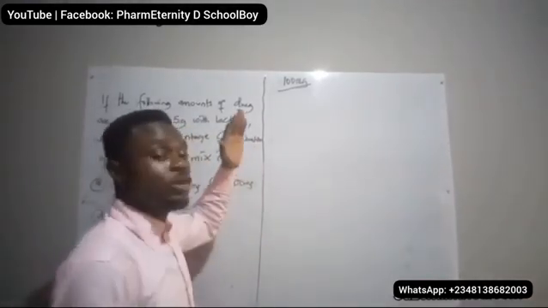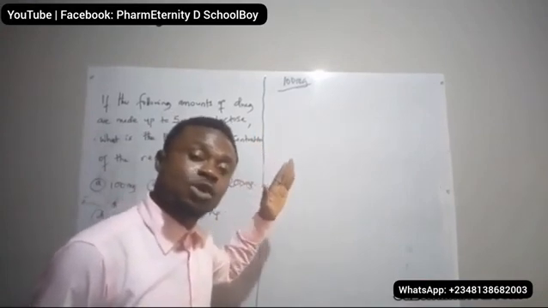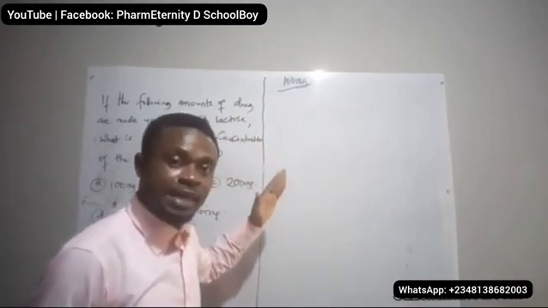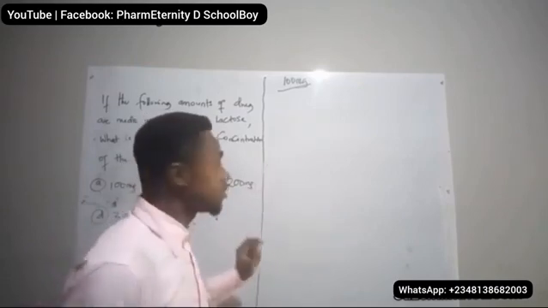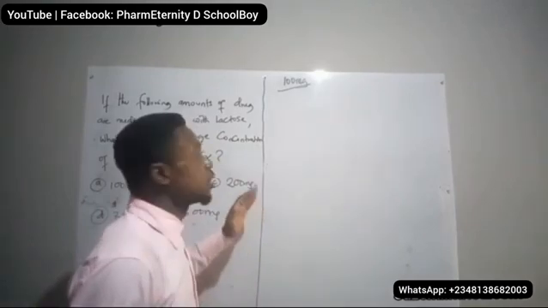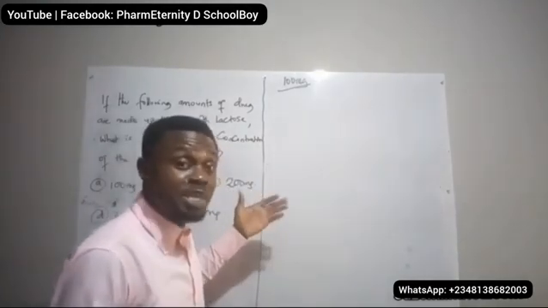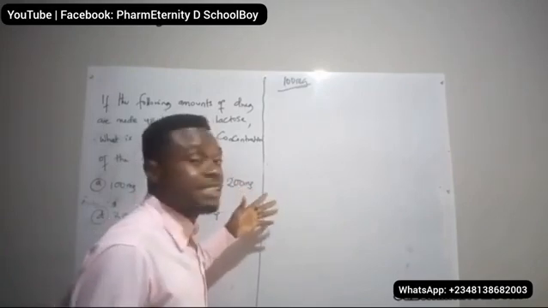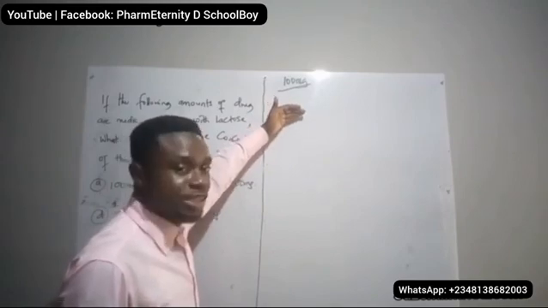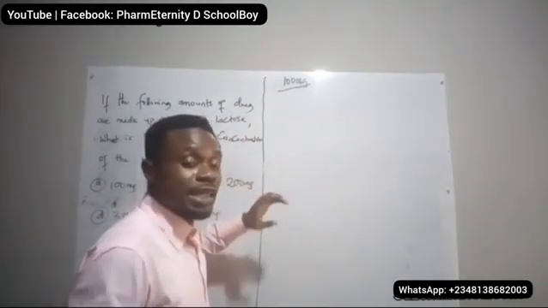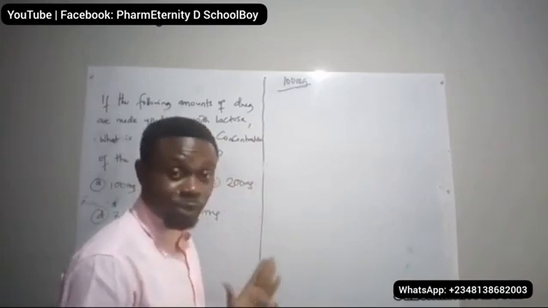Unlike what we saw in weight in volume, whereby the weight must be in gram and the volume must be in mL, in weight in weight, the weight can be in milligram, it can be in gram. But the most important thing is that both the weight of the ingredients and the weight of the entire mix must be in the same unit. That is the most important thing.